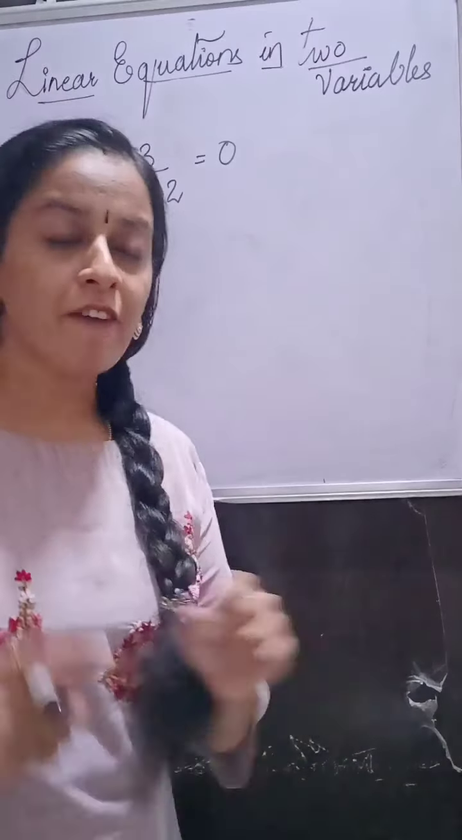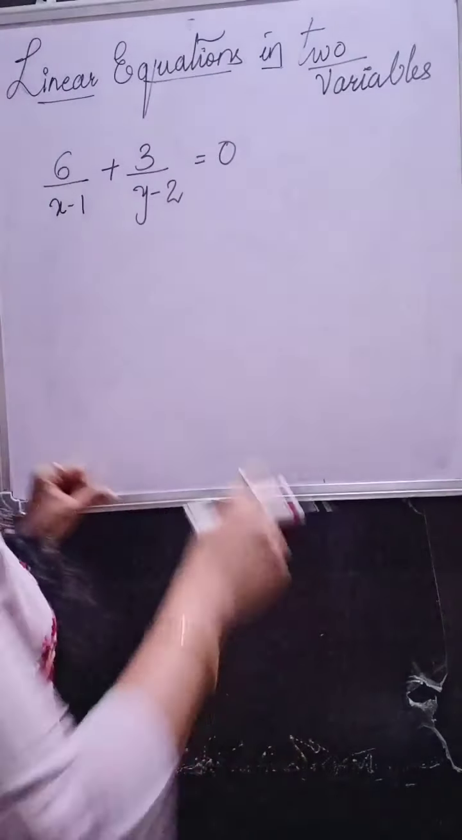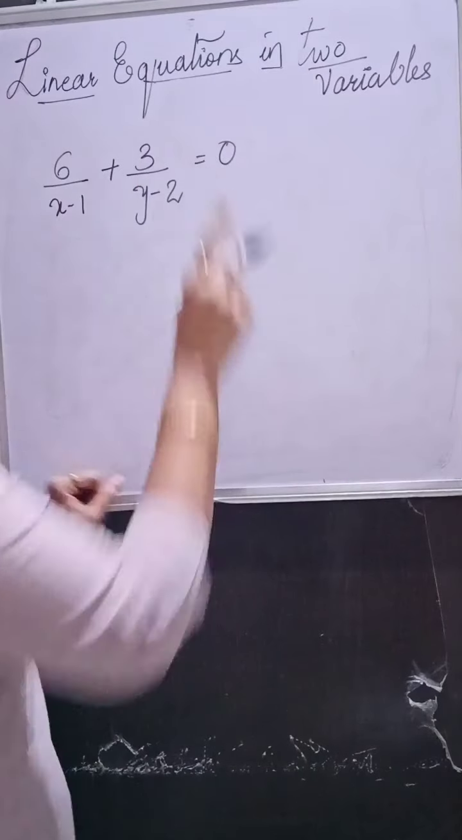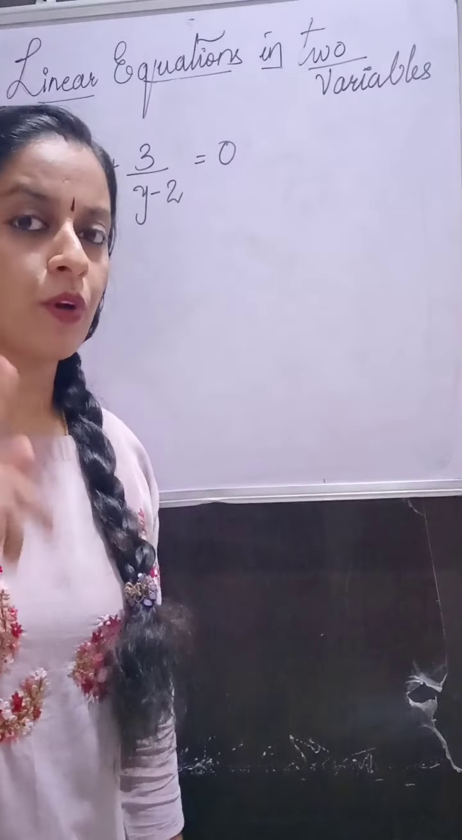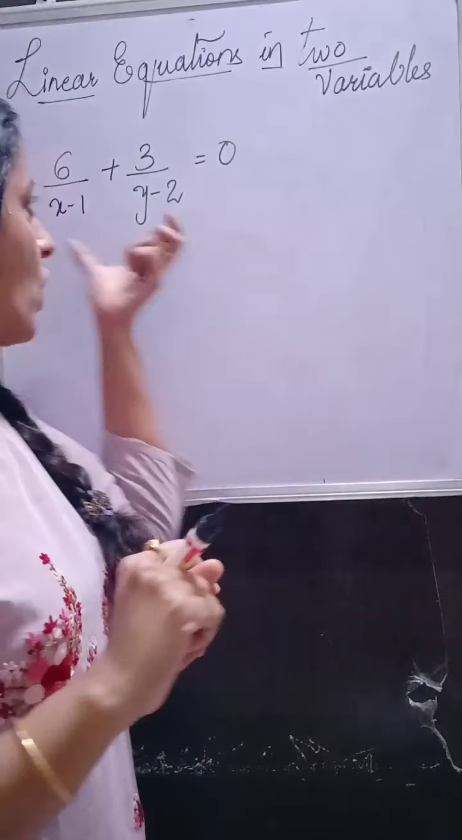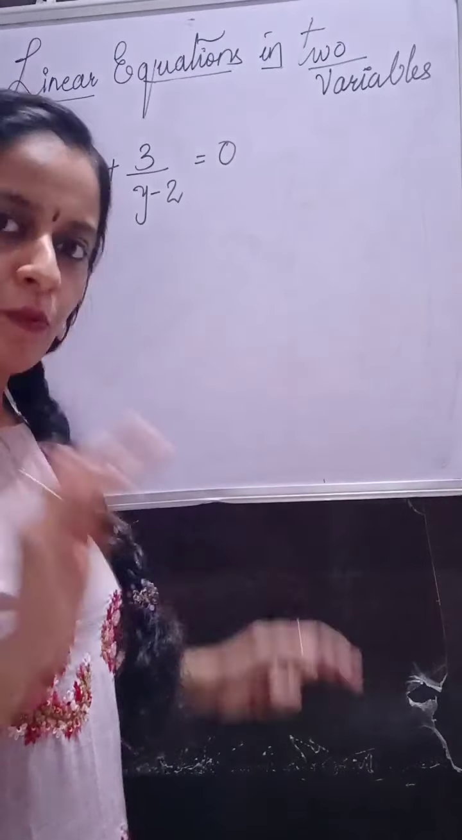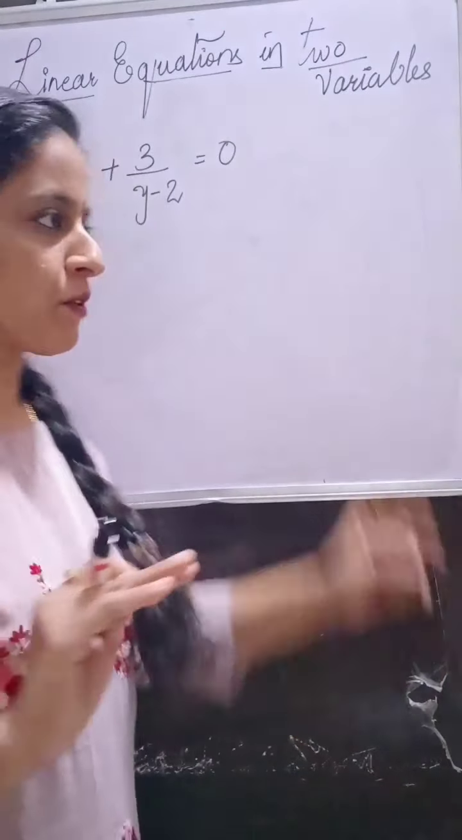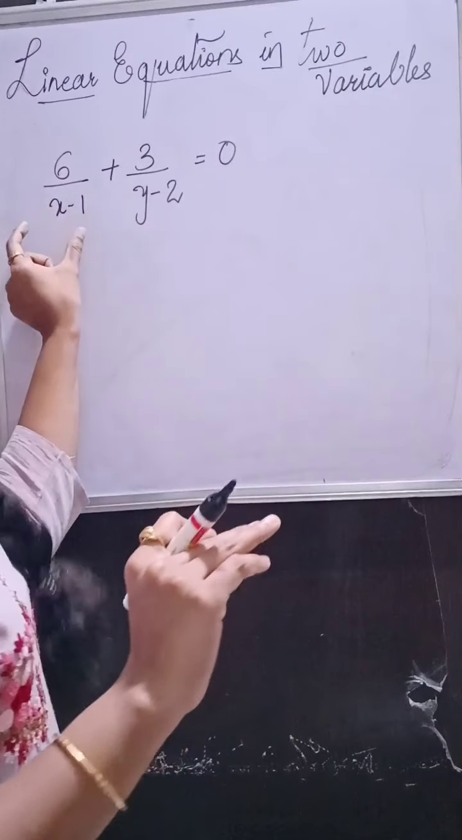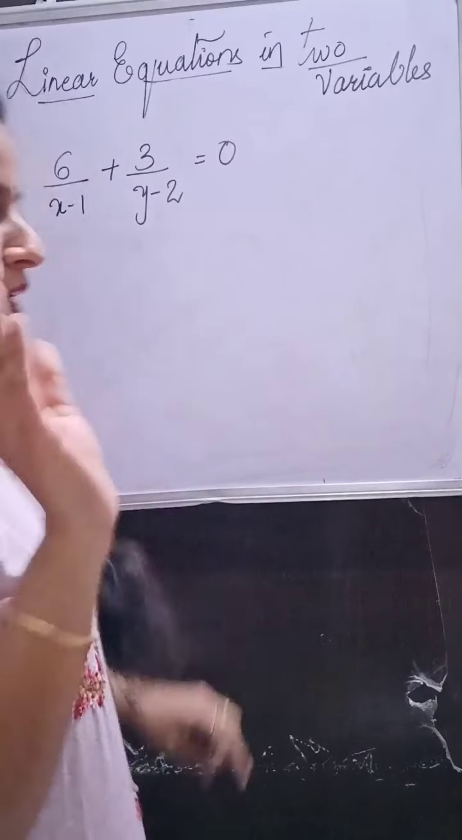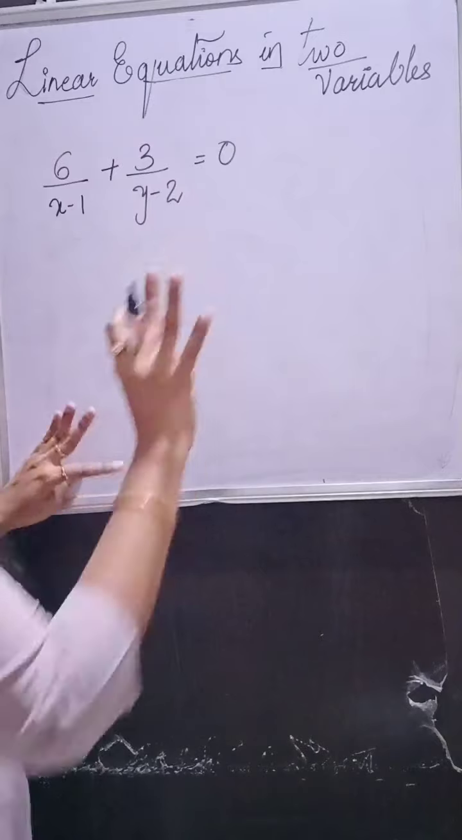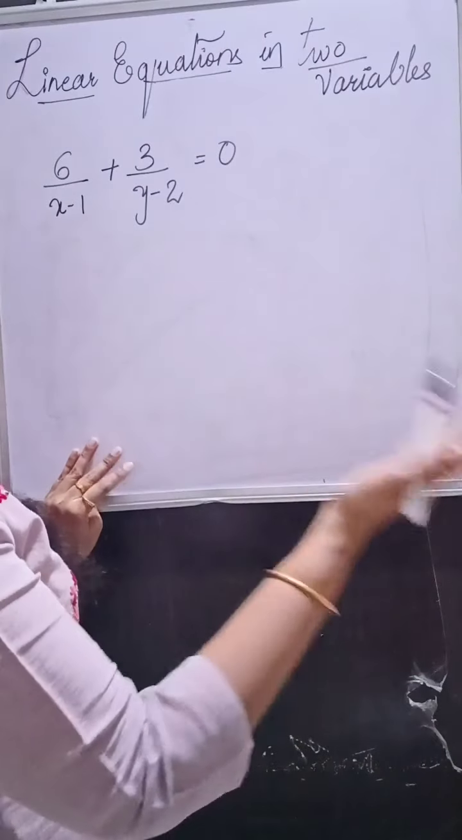Now I have taken the second example. So if I ask you, is this a linear equation in two variables? What will you say? No, this is not a linear equation. Two variables are there but it is not a linear equation because the degree or power is coming to be a negative number. So we will convert this into a linear type. So what are we going to do?